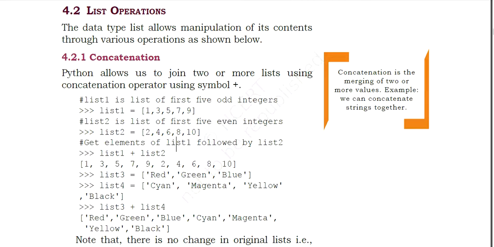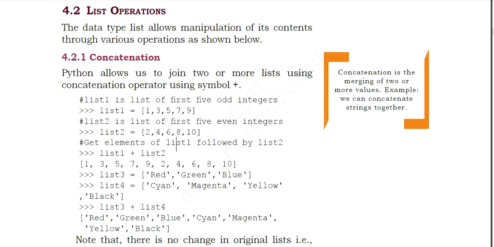Now we have another list, list 3, that has red, green, blue color. These are the primary colors. And we have another list, list 4, that has cyan, magenta, yellow and black color. If you write list 3 plus list 4, then you will get red, green, blue, the list 3 elements, followed by the list 4 elements, cyan, magenta, yellow, black.